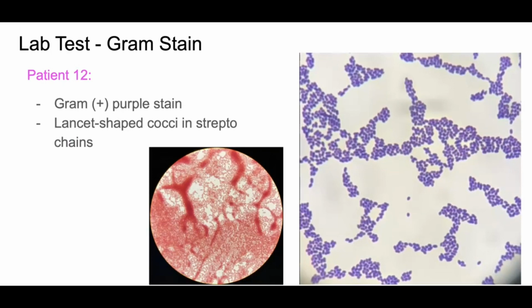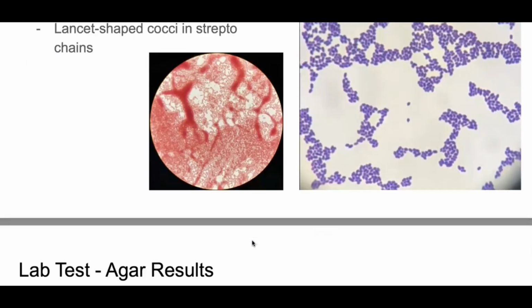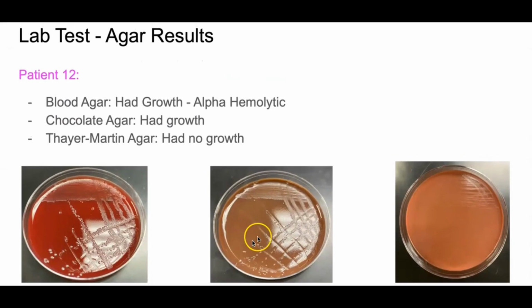So in the lab, we did some gram staining for patient 12. In this picture, we have a gram-positive purple stain. And here, I did a gram stain and it came out like lancet-shaped cocci and strepto chains. But it looks very red. I think the ethyl alcohol was on there too long. Okay, moving on.